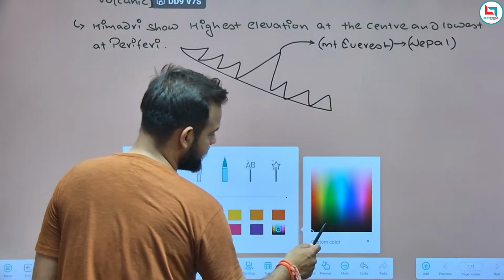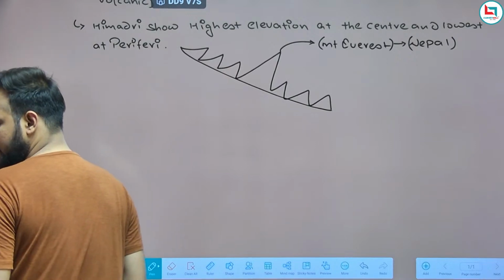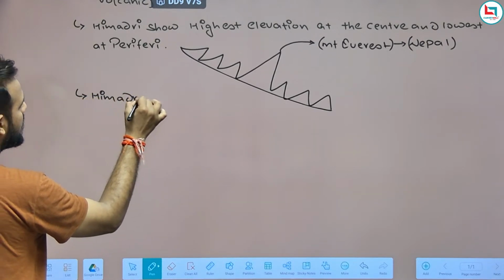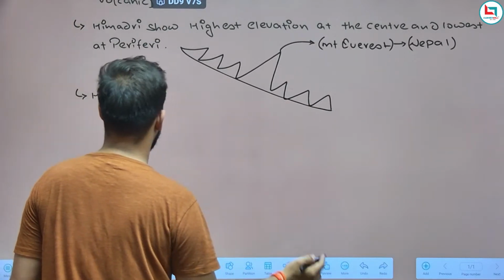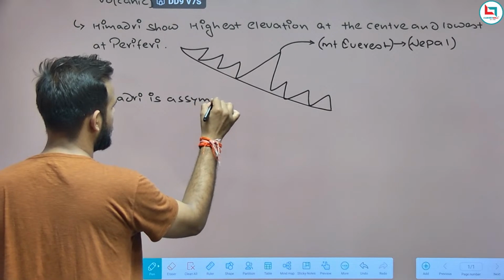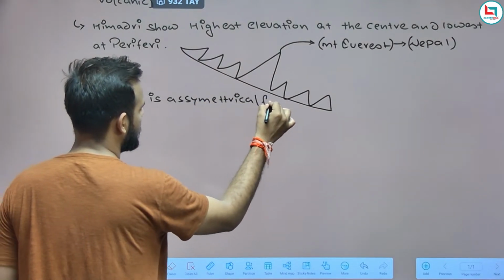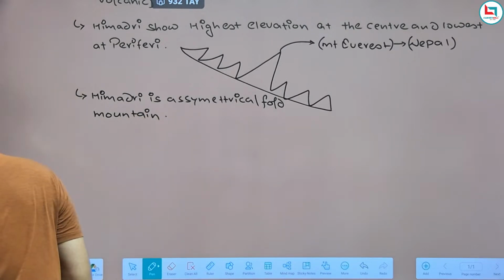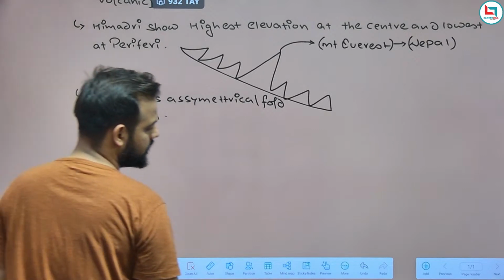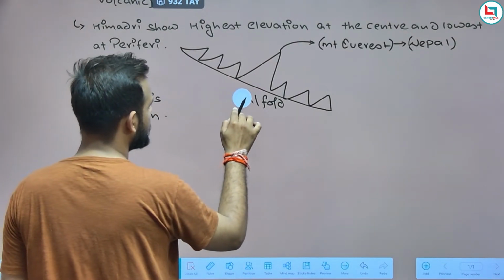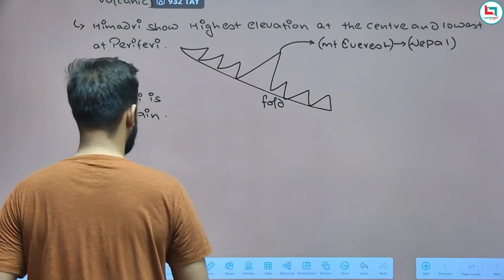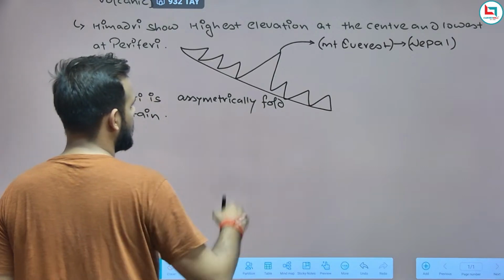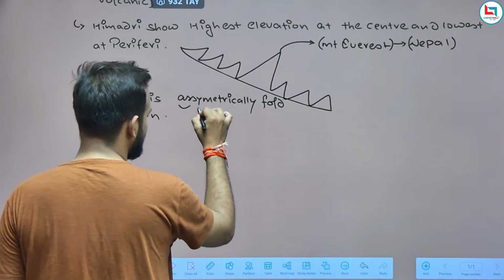Now, guys, after this particular thing, we should know that Himadri is asymmetrically folded. Now, what is asymmetrical fold?